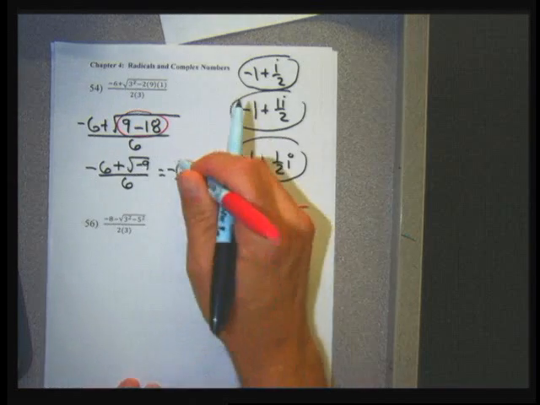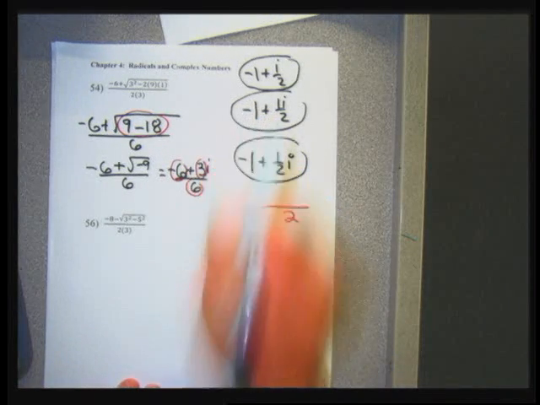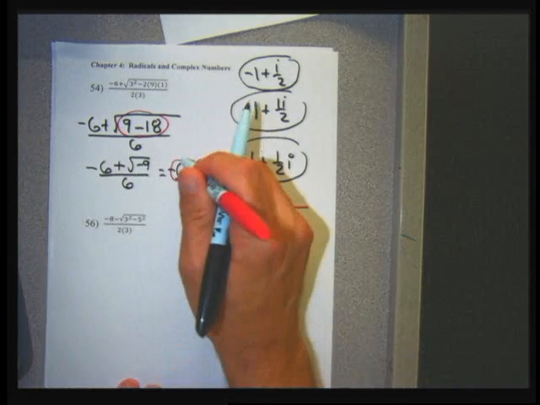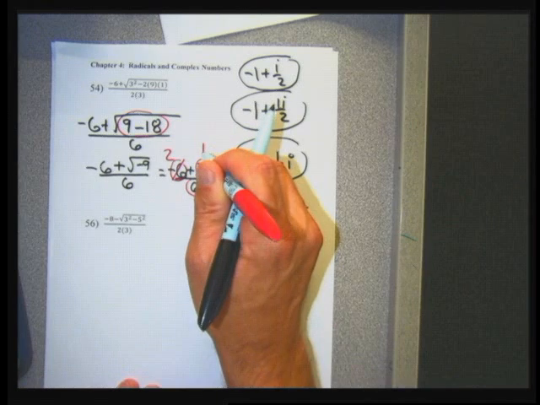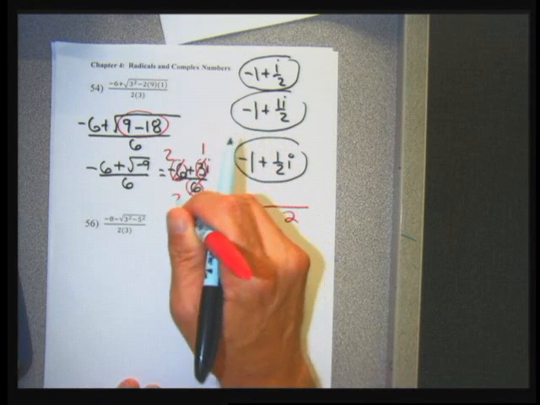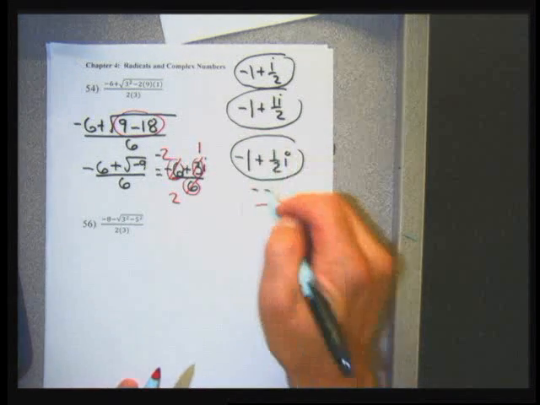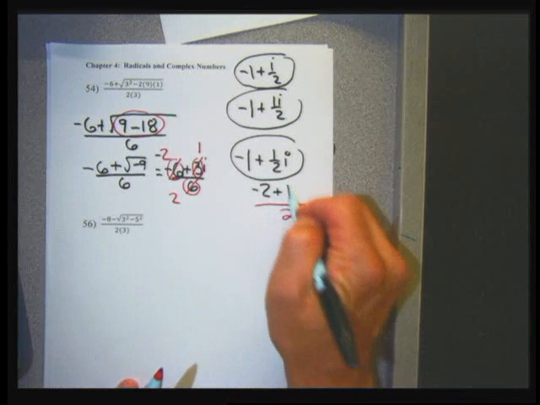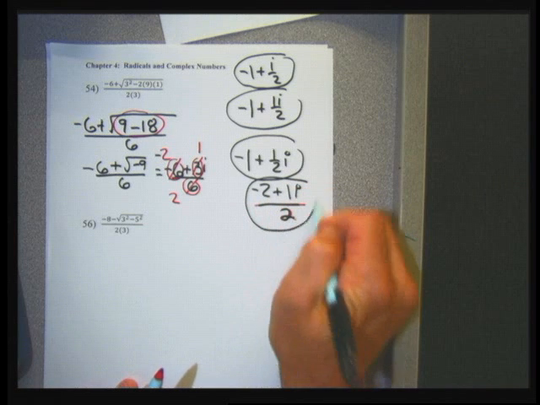Calculator answer, I'm going to take this, this, and this, and divide them all by 3. Negative 6 divided by 3 is negative 2. 3 divided by 3 is 1. 6 divided by 3 is 2. So I'm going to get negative, it should be negative there, negative 2 plus 1i over 2 for my one fraction by hand answer.